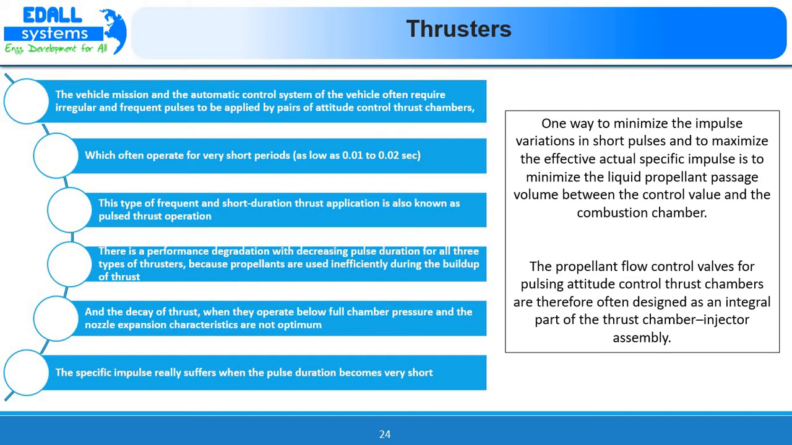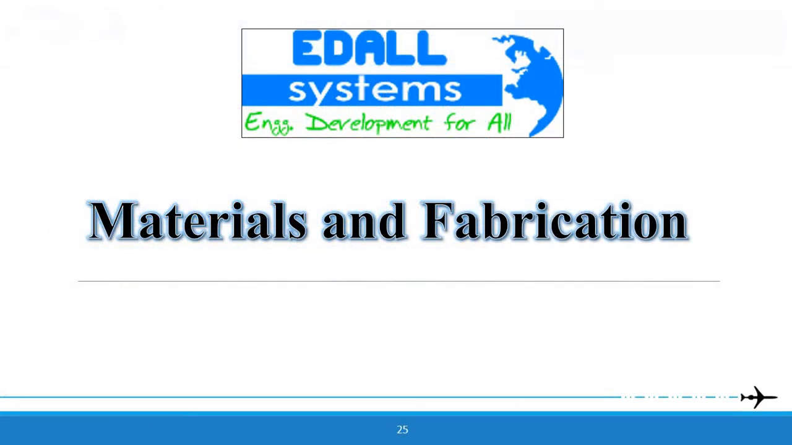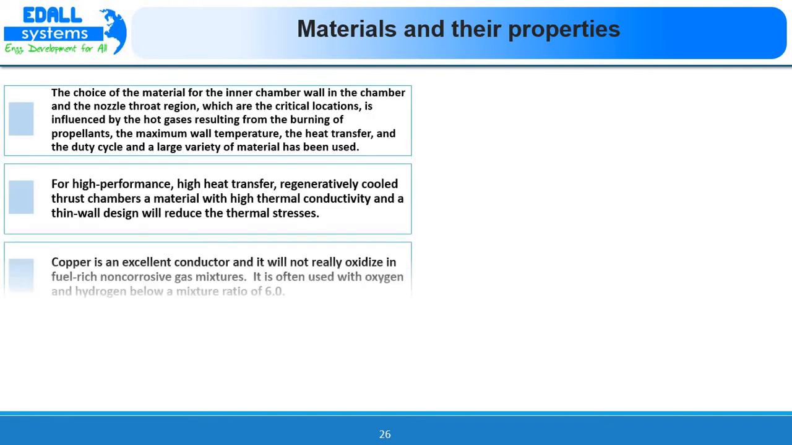Automatic control systems are used to create these irregular and frequent pulses because in some applications short duration thrust is also needed, and with this pulsed thrust generation we are able to achieve such short duration thrust. So next we will see materials and fabrication processes used for these thrust chambers. First we will discuss materials and their properties.